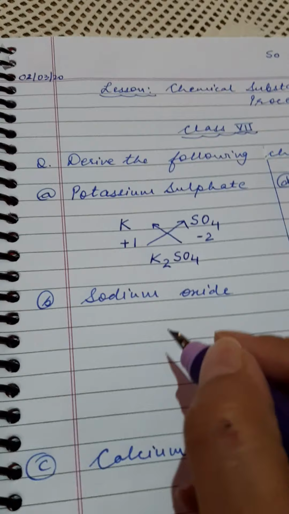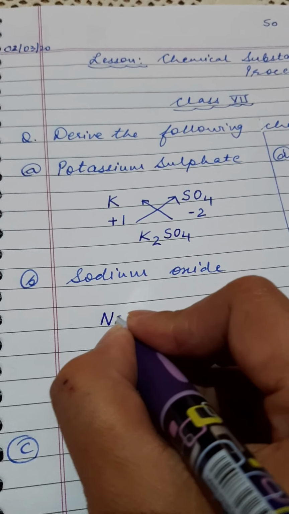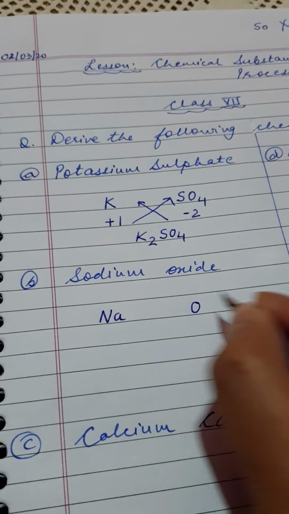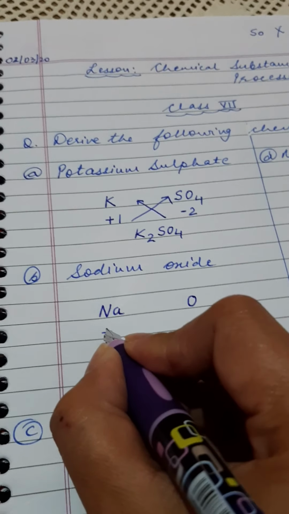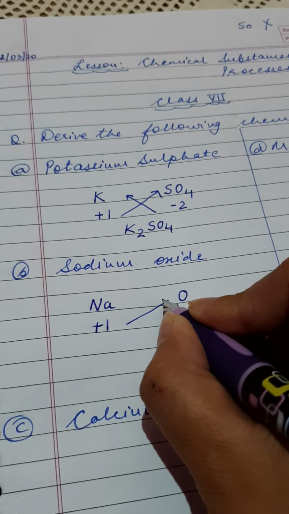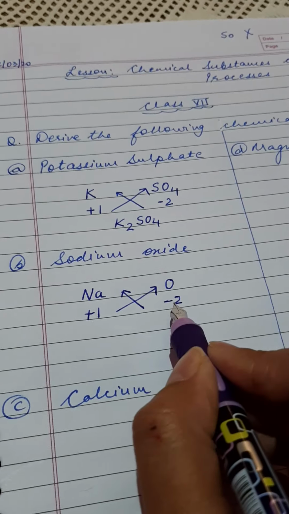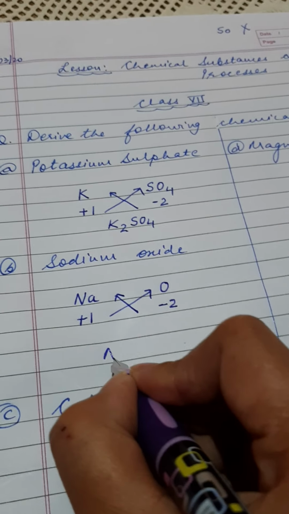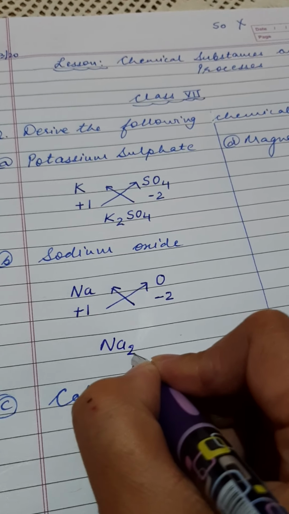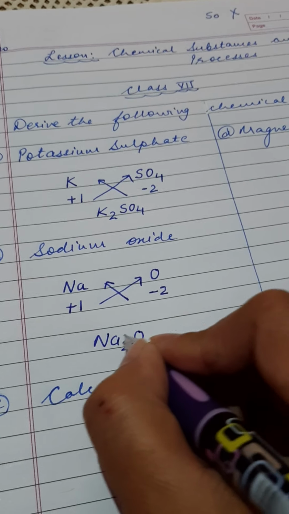The next one is sodium oxide. Sodium, the symbol is Na, oxide is O. Charges: 1 positive charge, 2 negative charges. Cross multiply. Now the first one, sodium, is multiplied by 2, so you get Na2. Oxygen is multiplied by 1, so you get O, oxygen. So this becomes sodium oxide.